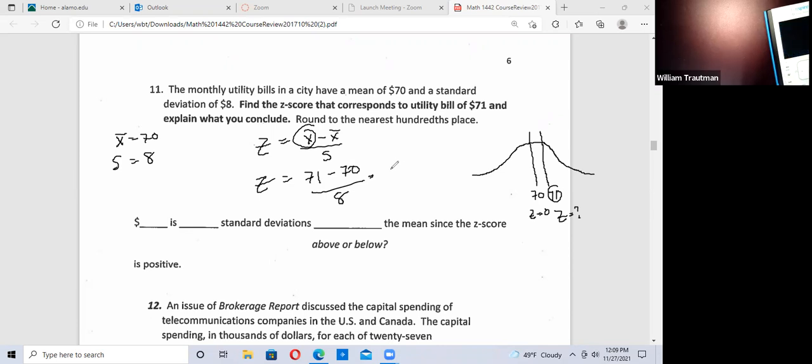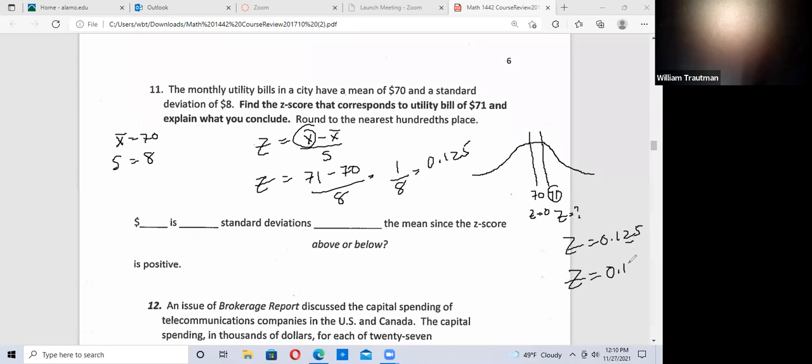So our z-score is 71 minus 70, which is 1, over 8. 1 over 8 in decimal form is 0.125. But z-scores are normally given in 2 decimal places. So our z-score equals 0.125, but if we go to 2 decimal places, the z equals 0.13.